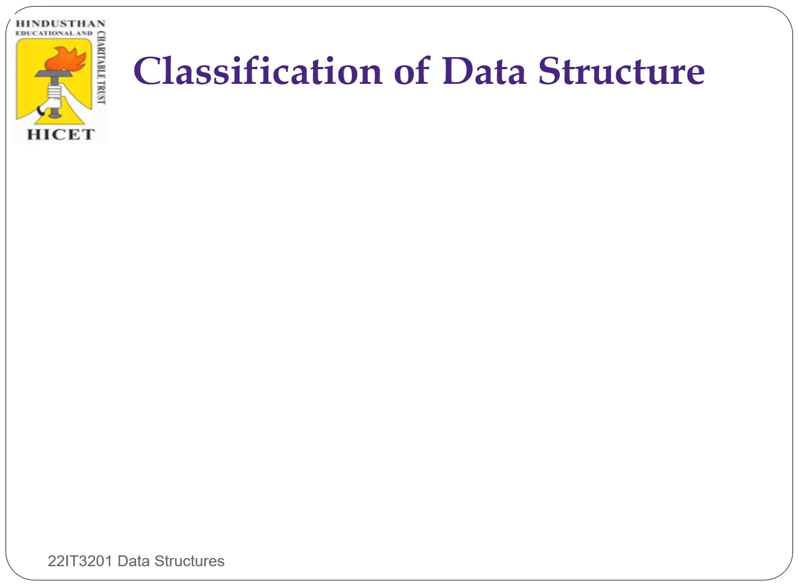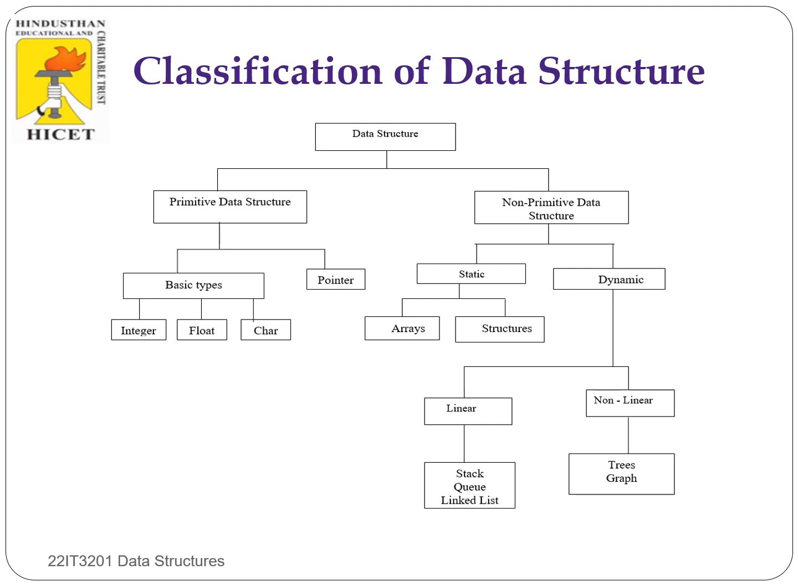Classification of data structure. Now let us understand the various classifications of data structures available. The first level of classification is primitive and non-primitive data structure. Under primitive data structures, we have the basic types like integer, float, character and pointers. In non-primitive data structures, we have two types: one is static and the second one is dynamic. In static, we have arrays and structures, and dynamic is classified into two more: linear data structures and non-linear data structures. In linear data structures, we have stack, queue and linked list, and in non-linear data structures, we have trees and graphs.